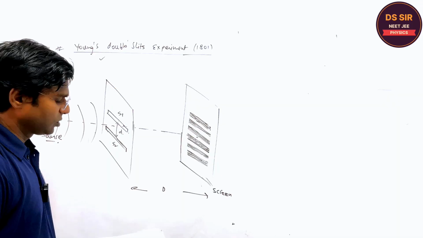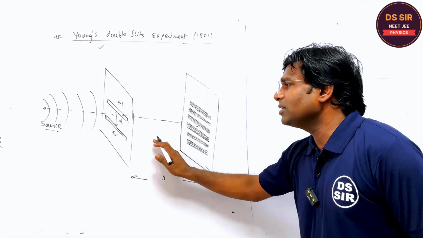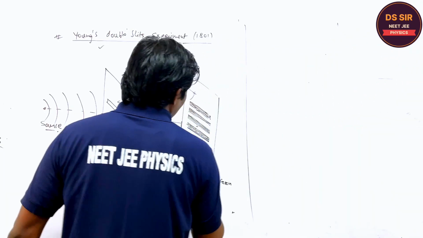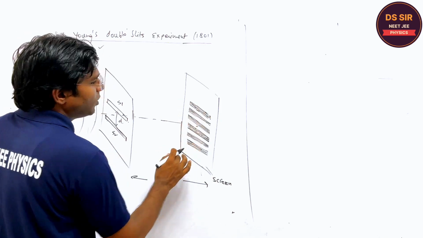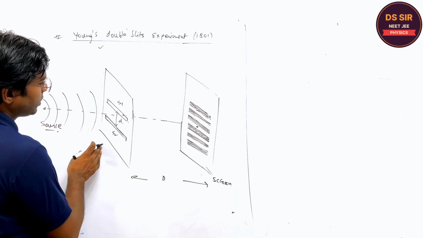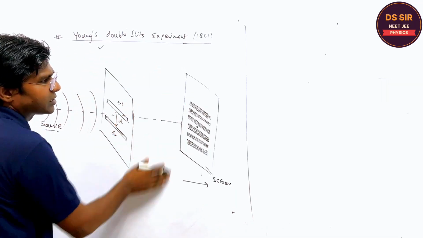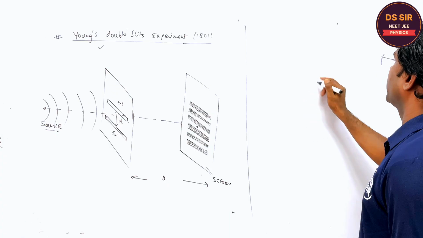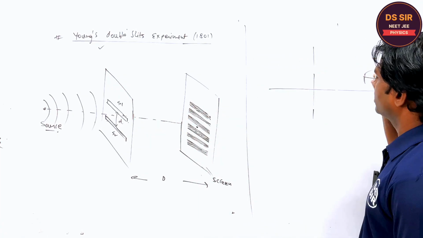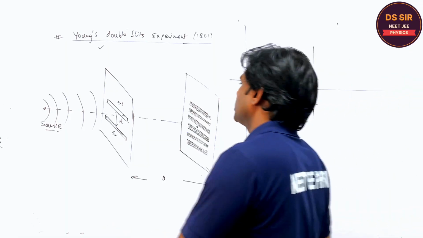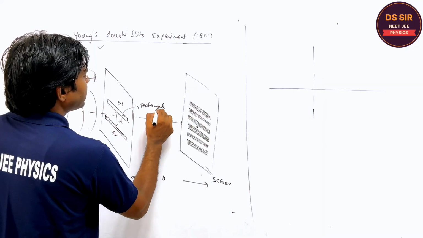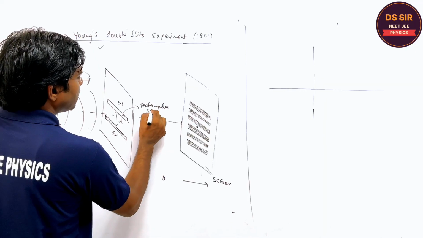Is it clear? Copy this. This is the 3D view. Now, to find the expression for the position of the consecutive dark and bright fringes, we have to make the figure. If I cut this, suppose these are the two slits, S1 and S2. These slits are rectangular slits.